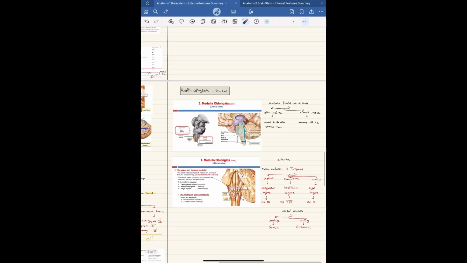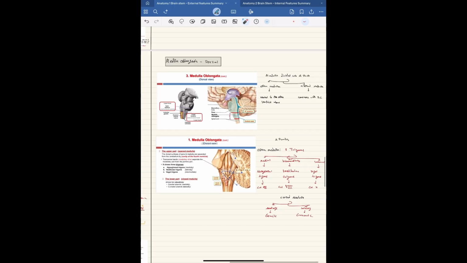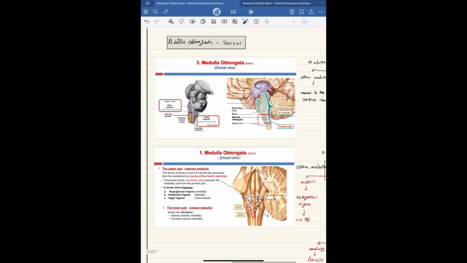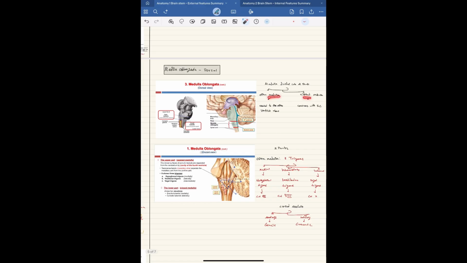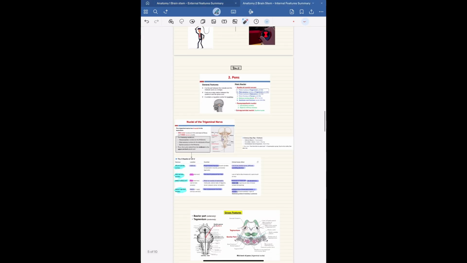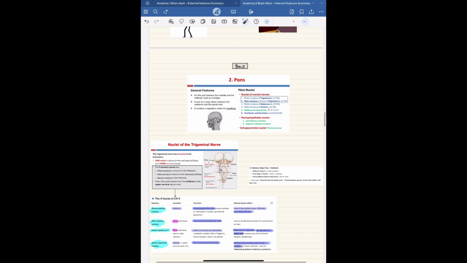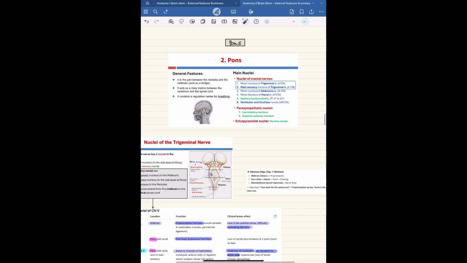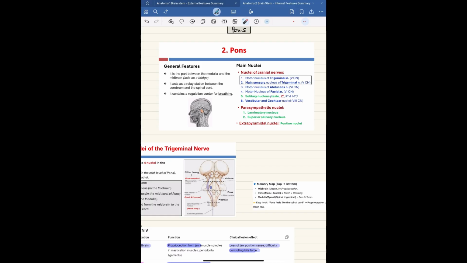Okay. Yeah, so this is the medulla. As I told you, the open medulla and the closed. Alright. Now, into the internal features of the pons. Okay, so let's go through the slide together just to take a quick look at it. You have general features. It is part between the medulla and the midbrain. True, it is the relay station between the cerebrum and the spinal cord. Yeah, it contains the regulation center for breathing.